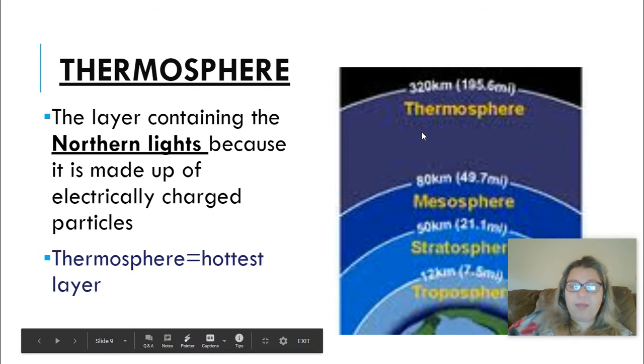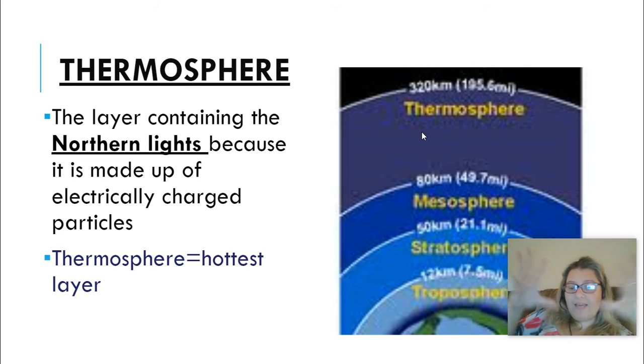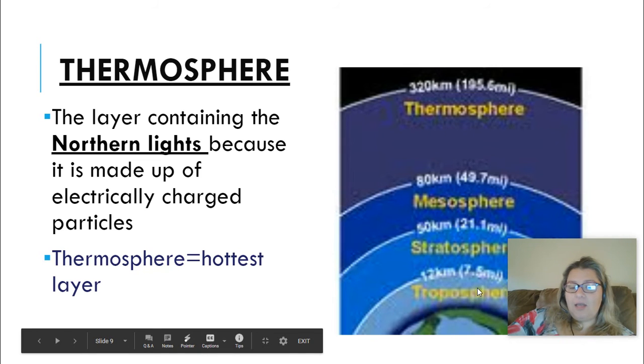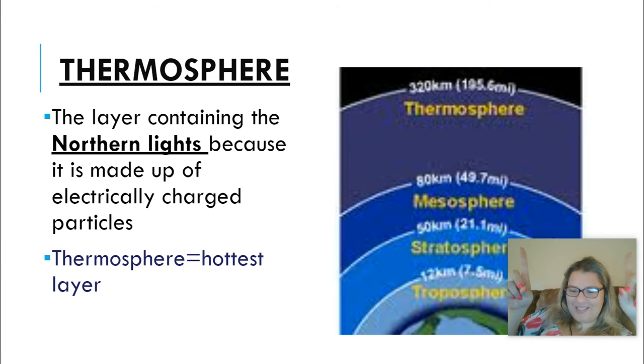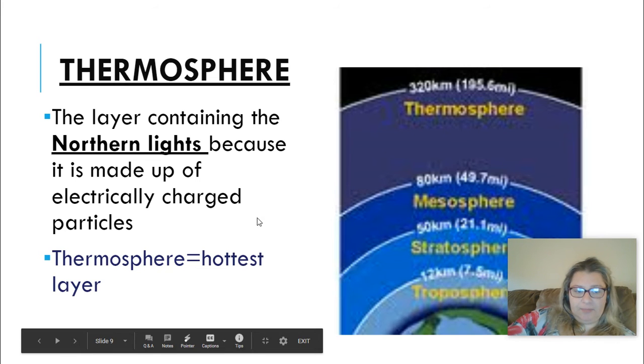So the thermosphere, because of these electrically charged particles that give off so much heat, is actually the hottest layer. In the troposphere, the temperature falls as altitude rises. So altitude goes up, temperature falls. In the stratosphere, as you go up in altitude, the temperature goes up. In the mesosphere, as you go up, the temperature goes down. And in the thermosphere, as you go up, the temperature increases.